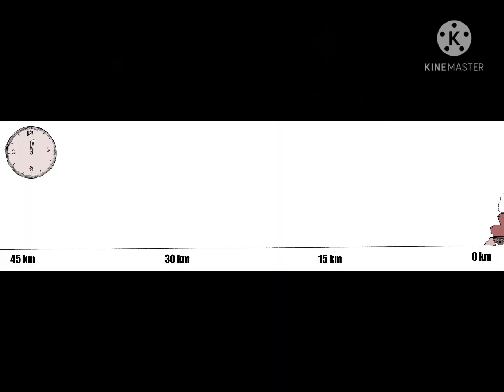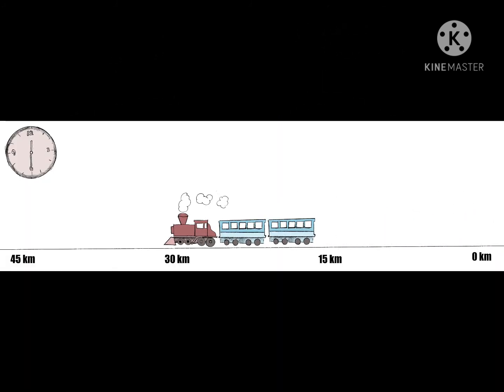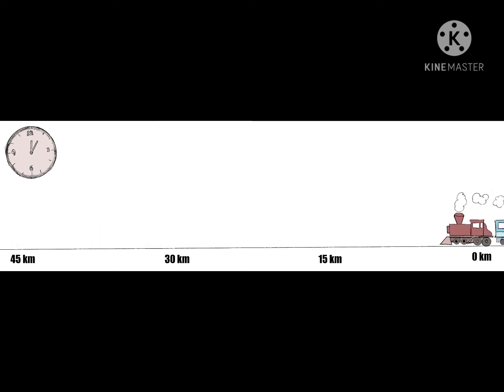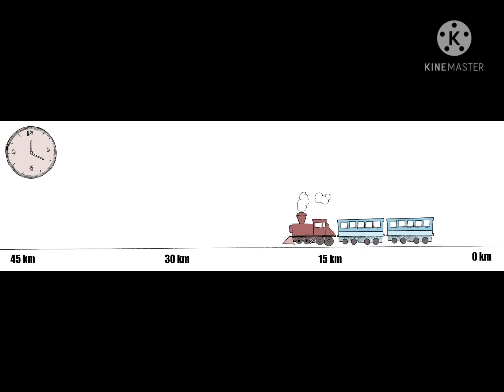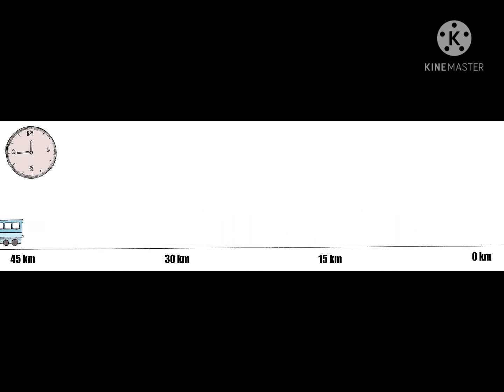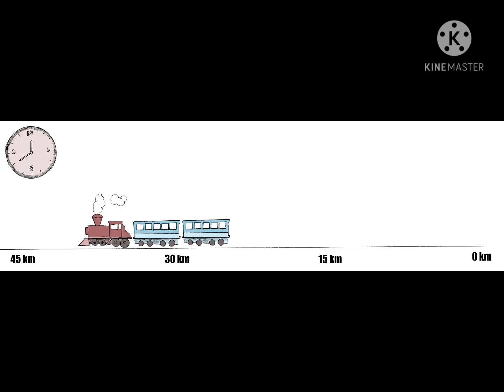Now the next topic is uniform and non-uniform motion. First we will discuss uniform motion. An object moving along a straight line path is said to have a uniform motion if its speed remains constant, or a body is said to have a uniform motion when it travels equal distances in equal intervals of time.